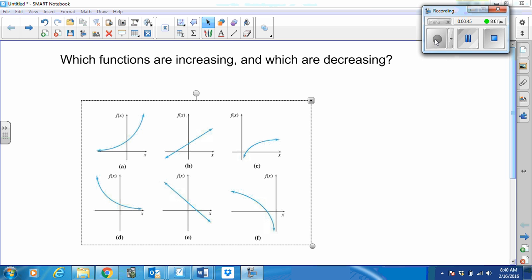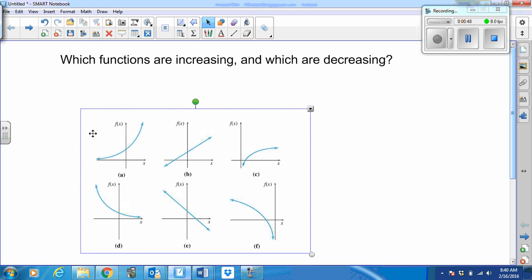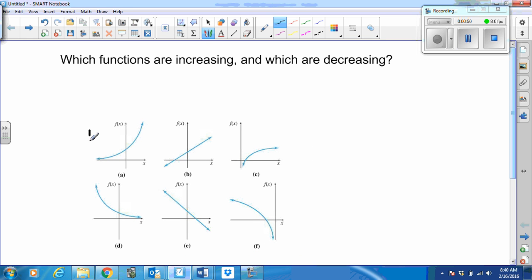So for a, as x is increasing, y is also increasing, and so that one is increasing. Same thing for b, as x is increasing, y is increasing. And for c, same thing, x is increasing, y is also getting bigger. Now when we get to d, as x is increasing, y is actually getting smaller, so that's a decreasing function. Same for e. And f, as x is increasing, y is also decreasing. So increasing, increasing, increasing, decreasing, decreasing, decreasing.